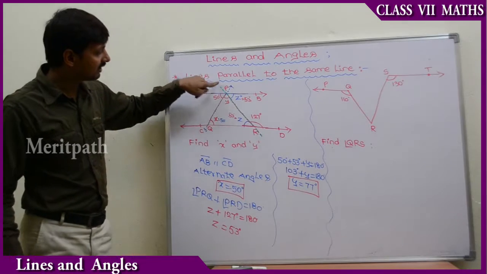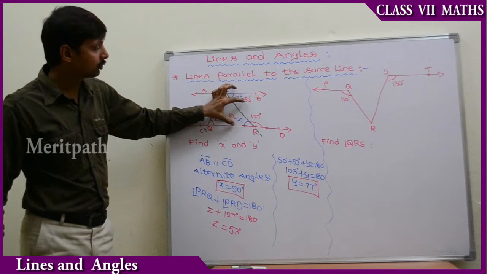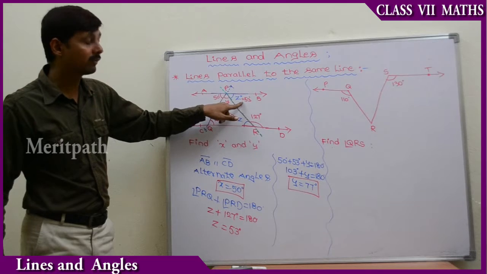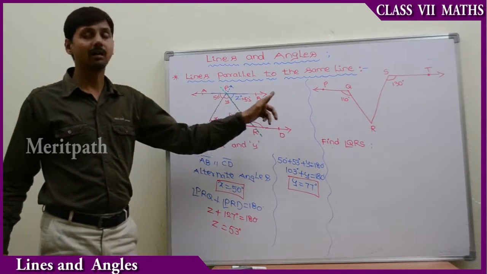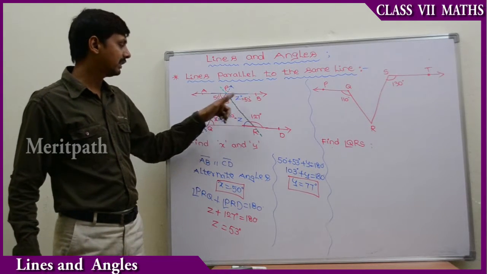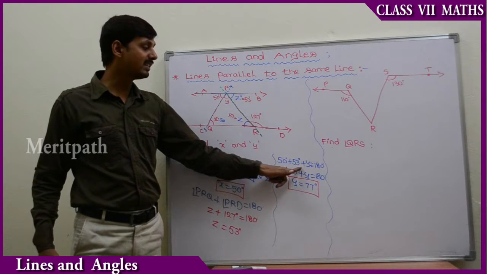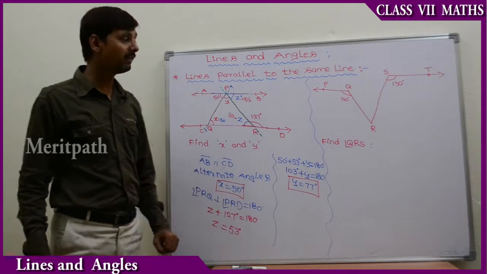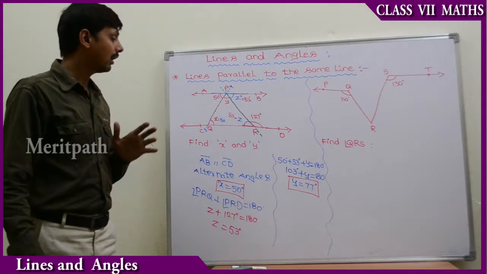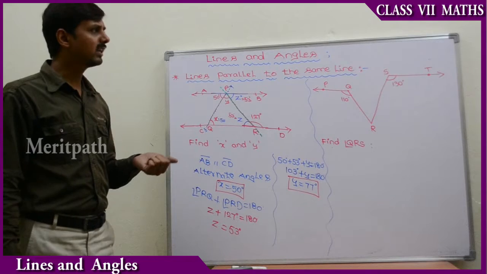As we know, we consider PR as a transversal. These two are alternate angles, so we got 53 here, and using the straight angle, 50 plus 53 plus Y on the same line becomes equal to 180 degrees. And we got Y as 77. This way, we got the angles X and Y. Let's go to the next problem.